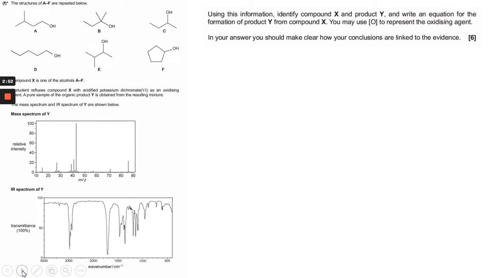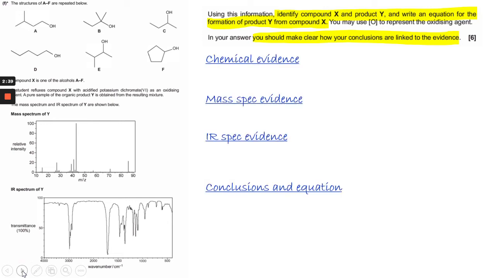So let's look at what the question wants us to do. We're to identify compound X and product Y, write an equation for the formation of product Y from compound X, and make clear how our conclusions are linked to the evidence. So let's structure the question first, because we have several different pieces of evidence to talk about, and then we can put our conclusions at the bottom.